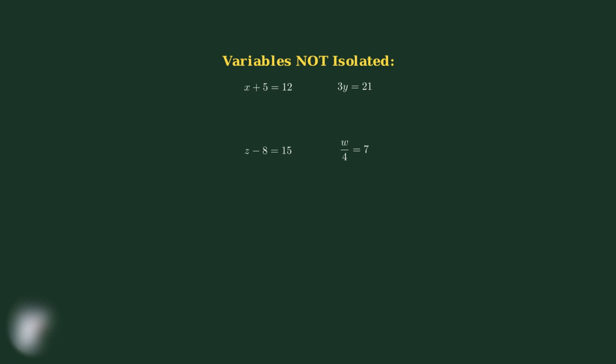Notice that in each equation, the variable is combined with another number. In the first equation, x is added to 5. In the second, y is multiplied by 3. These variables are not isolated. Now let's see what it looks like when variables are properly isolated. This is our goal. Perfect.